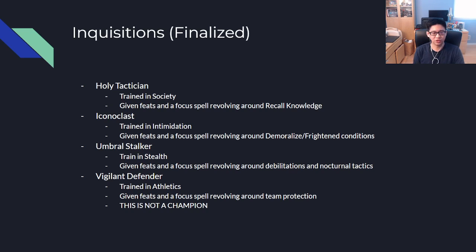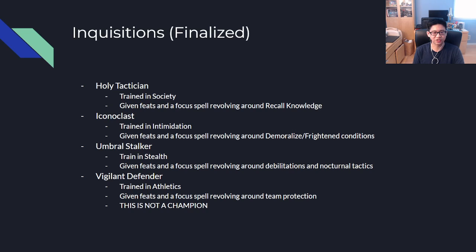The next up was the Umbral Stalker. This class is all about stealth and precision, sort of like a rogue, but more focused on working in the dark. The first level focus spell gives them darkvision, and enemies that are in dim light or darkness are flat-footed to the Umbral Stalker, which I think is pretty cool. Their later feats involve illusion and precision.